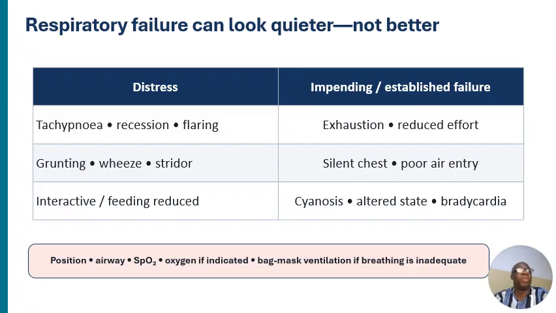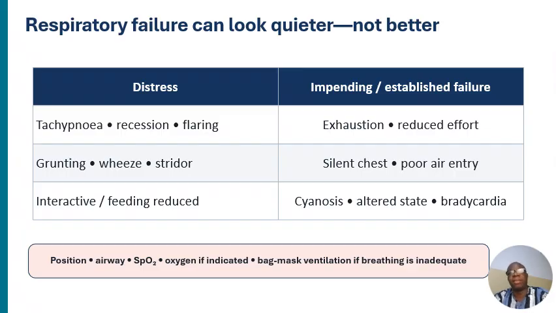All right? Your first actions are to position the child well, open the airway, measure oxygen saturation, give oxygen when hypoxic and severely distressed, and support inadequate breathing with bag and mask ventilation. Call for skilled airway help early, that is, invite the respirologist or pulmonologist to attend to the child as quickly as possible. Always treat the cause, but do not wait for the final diagnosis before supporting oxygenation and ventilation.